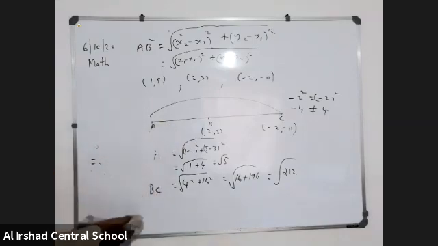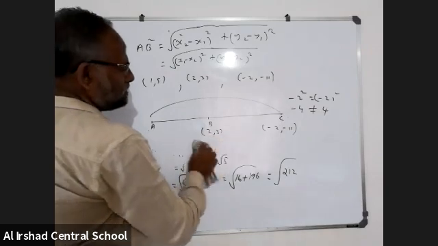If you want S2 minus S1 whole square, Y2 minus Y1 whole square, does it matter?